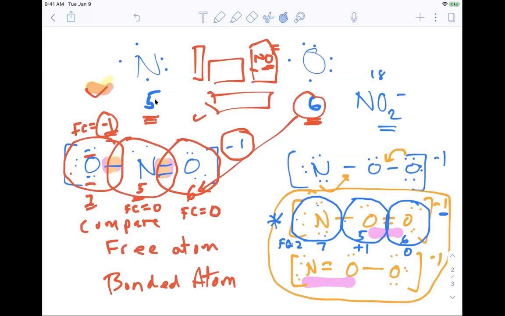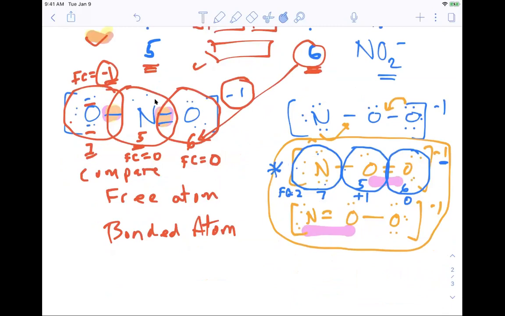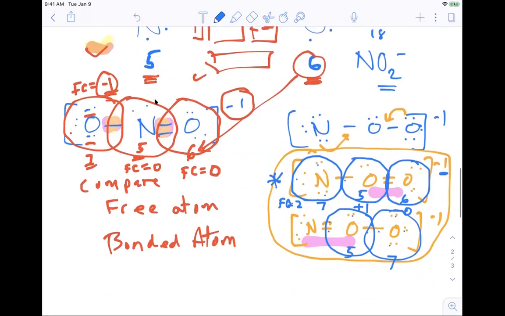If we look at the next one, let's look at this one. Starting here, this oxygen, 2, 4, 6, 7. So this oxygen has 7 electrons. 2, 3, 4, 5. This guy has 5 electrons. 1, 2, 3, 4, 5, 6. This guy has 6 electrons. So if I do the same math, nitrogen has 6, it came with 5, so that means it gained an electron, so it's -1. Oxygen has 5, it came with 6, so that's a +1. This oxygen came with 6, and now it has 7, so that guy's a -1. If I add all these up, it adds up to the charge, so that's okay.